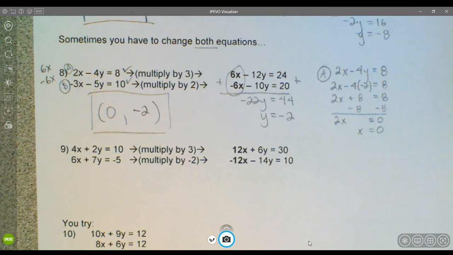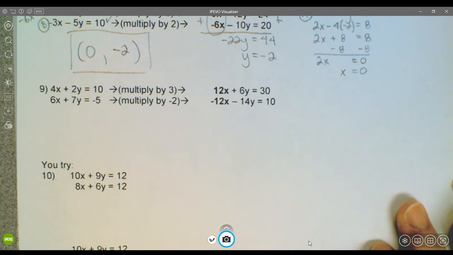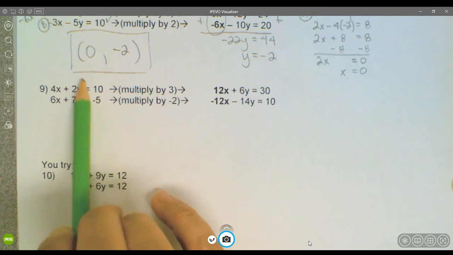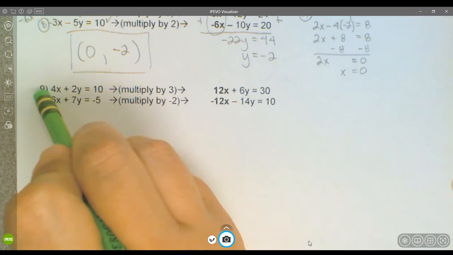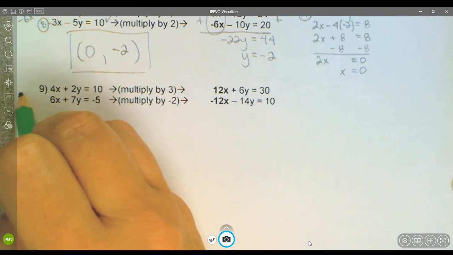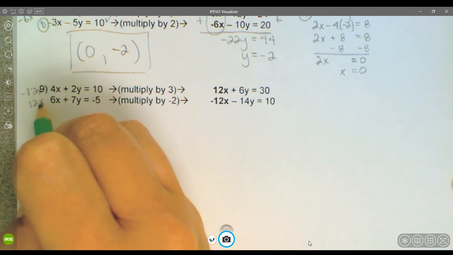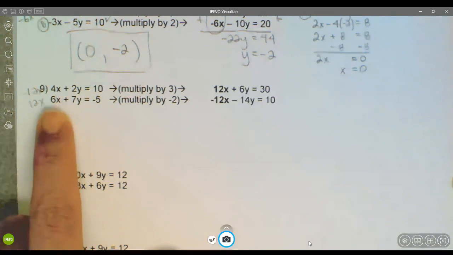So that's what you do to solve two equations, or to change both equations. So let's look at number 9. So here's how this works. Hindsight being 2020, I probably would have messed with 14y. Because a lot of you would see 4x and 6x and think 24x. And I would have to say, no, go smaller. Look at 12x and negative 12x. Okay? So it looks like that's what I did for these notes.